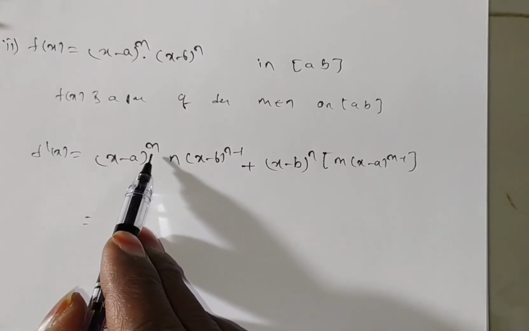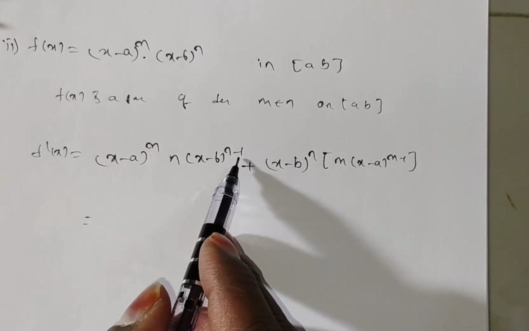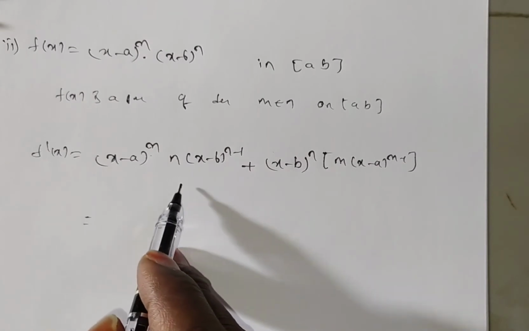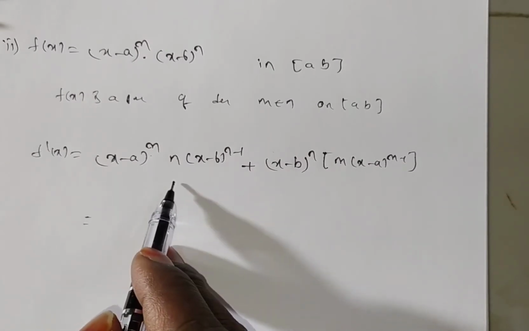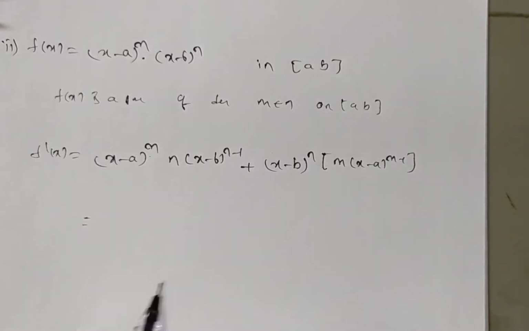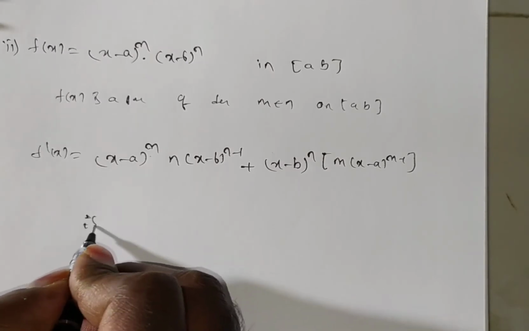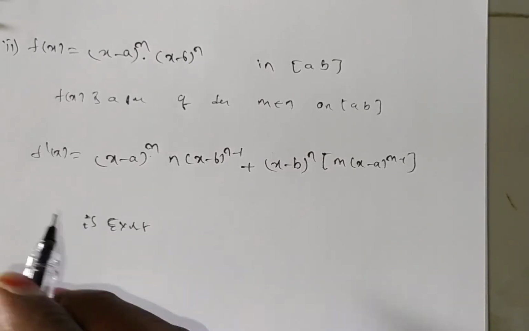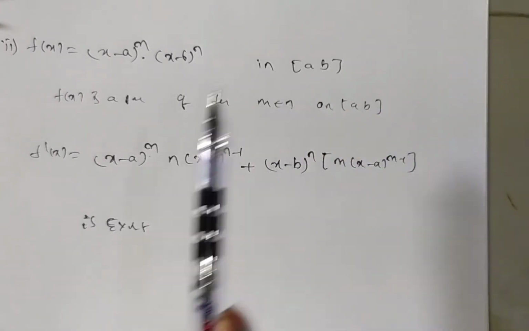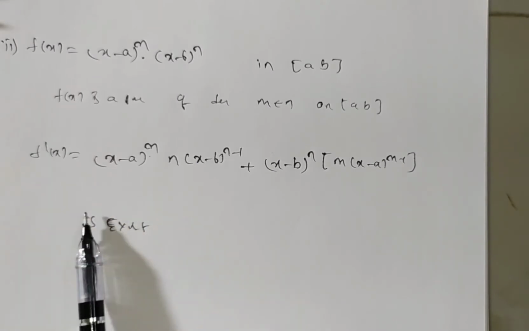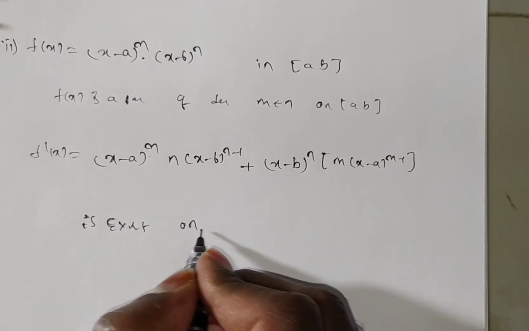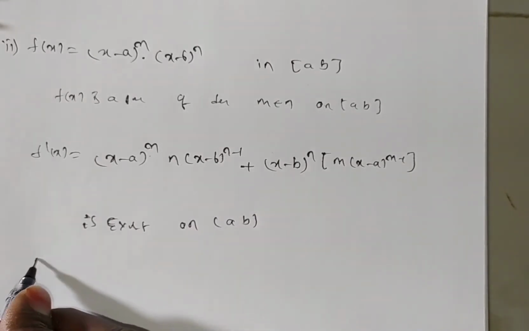Now this is a polynomial of degree m plus n minus 1, so it is also an algebraic function only. Now in this case, does f'(x) exist or not? It exists. What does it mean that it exists? While giving values in between a and b, it becomes finite. f'(x) is finite. Then you can say f'(x) exists on the open interval (a, b).